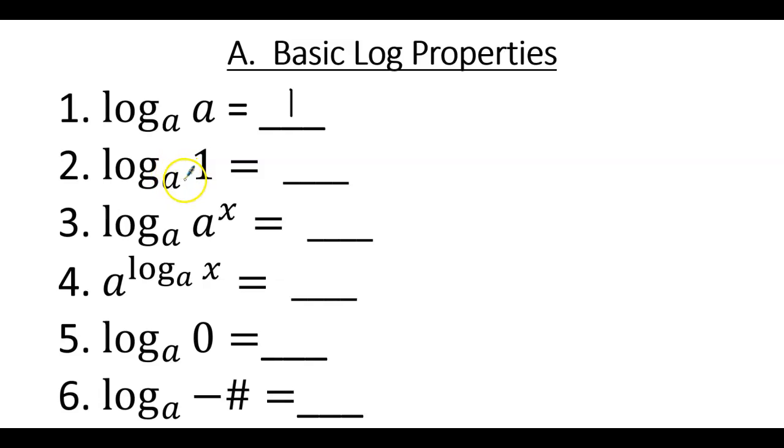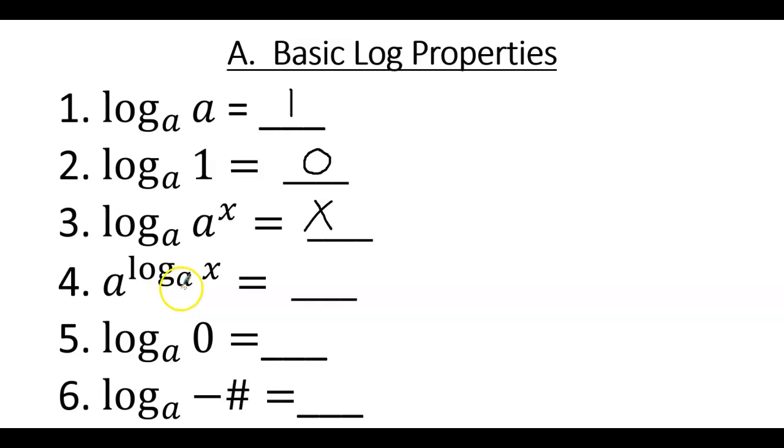Here's another one. No matter what your base is, anytime there's a 1 here, the answer is 0. Why is that? Because any number to the 0 power equals 1. How about this one here, number 3? Anytime this base number matches the base number in your argument, which also has an exponent, the answer is just going to be whatever the exponent is. Why? Because a to the x power is equal to a to the x power.